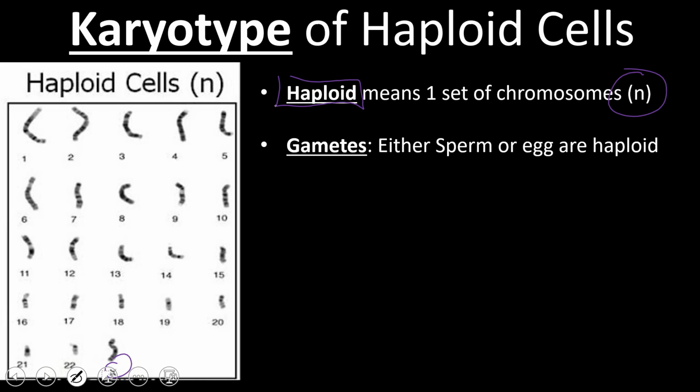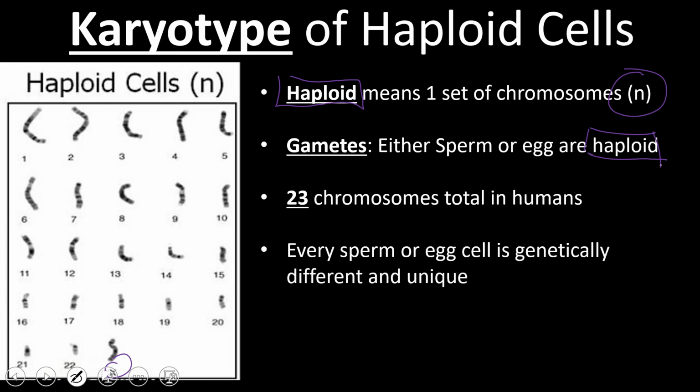Gametes are either sperm or egg. They are haploid, okay? So they only have one set of each chromosome, or one copy of each chromosome. And it's important to note that each sperm or egg is genetically different and unique. In the next video, we're going to talk about why they are genetically different and how they become genetically different, okay?